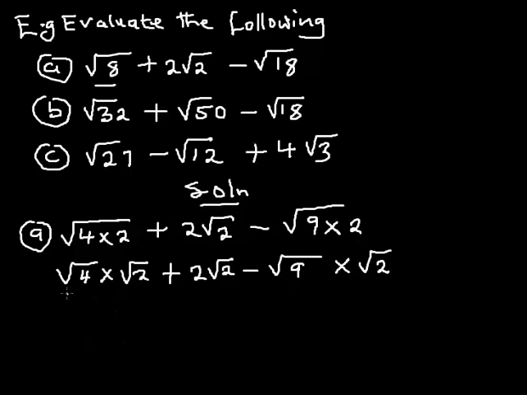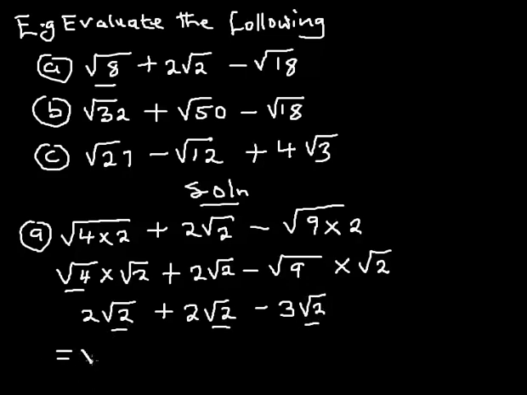Of course, the square root of 4 is 2. It's a perfect square. So that will be 2 root 2 plus 2 root 2. Then the square root of 9, you know that is a perfect square. Square root of 9 is 3, so I have 3 root 2. Of course, now I can simplify this. Here I have a common square root, okay? Common square roots. I will take out the square roots by factorizing.